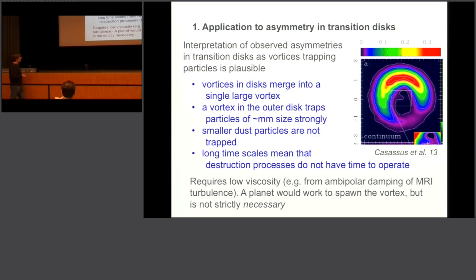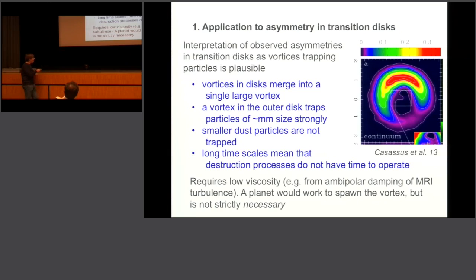However, that's not a problem for these systems, because the long orbital timescales out here mean that even if the vortices are in principle unstable to being destroyed, there may simply not be enough time for the processes to actually destroy them. Okay? So all of these things suggest that this is quite a feasible interpretation of what is being seen.